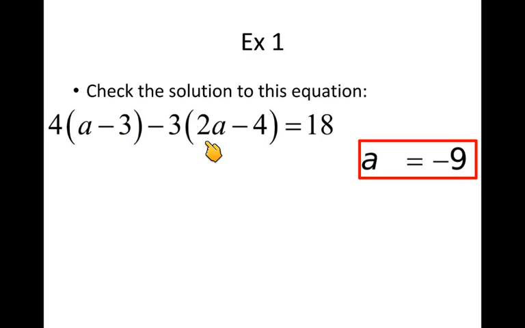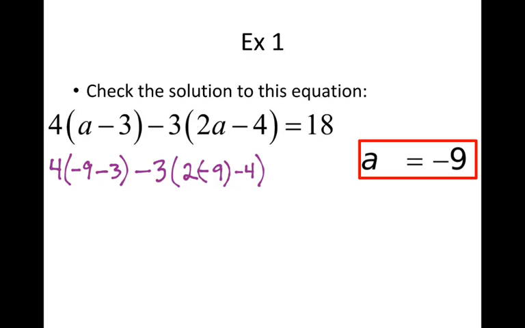All right, so we're going to rewrite this entire equation, and anywhere we see an a, we're going to put -9. So let's do that together here. We're going to have 4 parentheses. Now with the a here, we're going to have -9 minus 3. All right, and then we have -3 parentheses 2 -9. Now this is something I need to deal with here. I don't want to write just 2 -9 because that looks like 2 minus 9. But what does 2a mean? It means 2 times a, right? So when I do that, I'm going to put the -9 in parentheses to show that it's multiplication and not subtraction. All right, then we've got our -4, close the parentheses, equals 18.